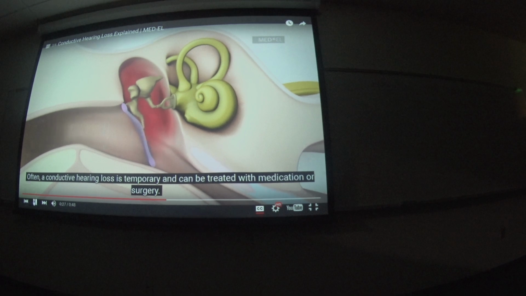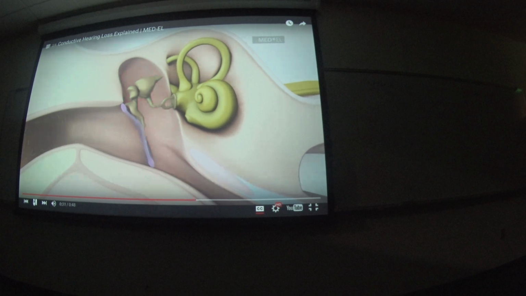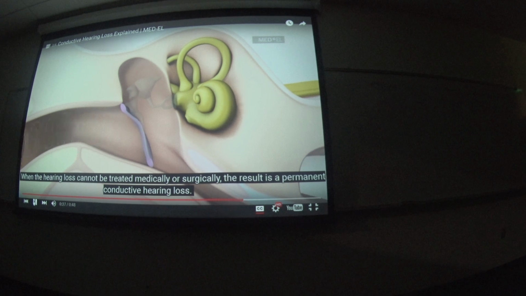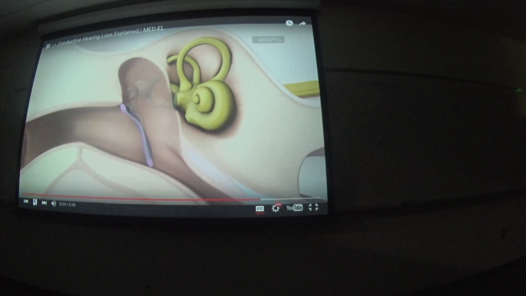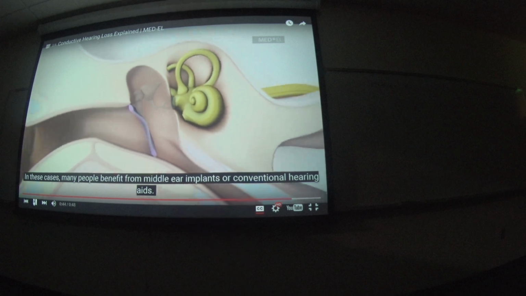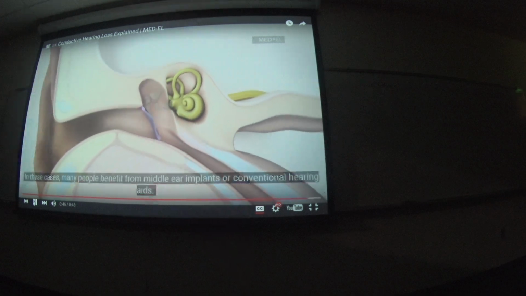Conductive hearing loss is often temporary and can be treated with medication or surgery. Clean out your ears. When the hearing loss cannot be treated medically or surgically, the result is a permanent conductive hearing loss. In these cases, many people benefit from middle ear implants or conventional hearing aids. That's where they're trying to yell louder at the cochlea.